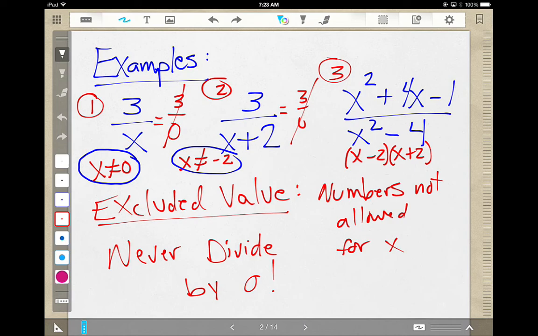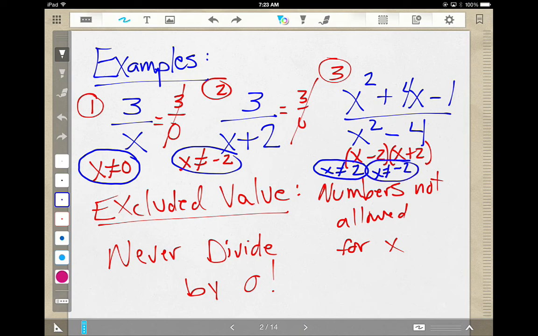Well, now I can look at that and think, well, what's going to turn each of those groups into 0? If I put a 2 in for x, 2 minus 2 would turn into 0, and I can't divide by 0 on the bottom. So x cannot equal 2 in this rational expression. That's an excluded value. X plus 2 is the other factor. If I put in negative 2 for that x, that would turn that group to 0, times the other group would still be 0. So in the denominator, I would end up with 0. So I have to say, you know what? X also cannot equal negative 2.